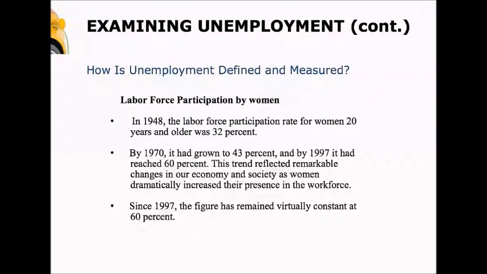What else might we learn about the data if we look at it? Well, let's look at labor force participation by women. In 1948, the labor force participation rate for women 20 years and over was only 32%. By 1970, it had grown to 43%. By 1997, it had reached 60%. This trend reflected changes in our economy and society as women dramatically increased their presence in the workforce. Now, since 1997, it's remained virtually constant at 60%.